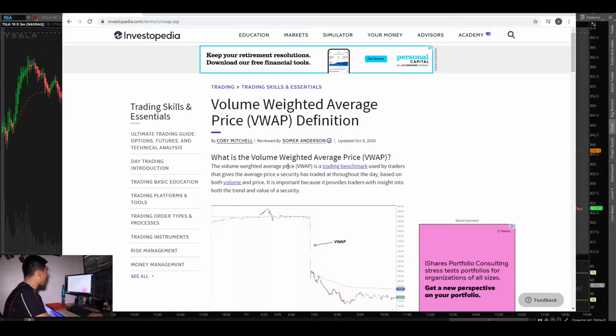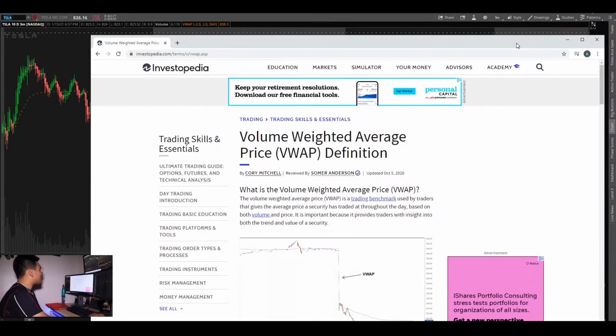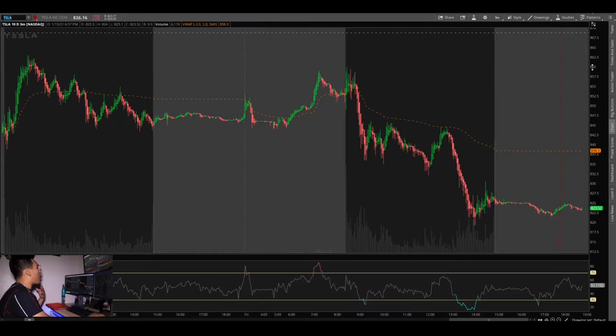The volume-weighted average price, known as VWAP, is a trading benchmark used by traders that gives the average price a security has traded at throughout the day based on both volume and price. It's important because it provides traders with insight into both the trend and value of a security. So what does that mean? What does VWAP mean? Well, how do we use it to make money?